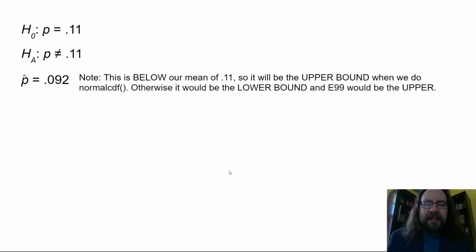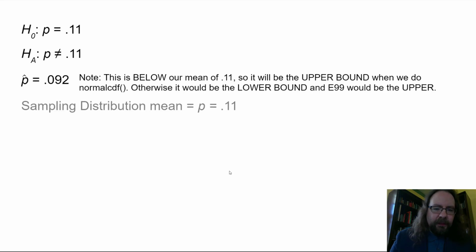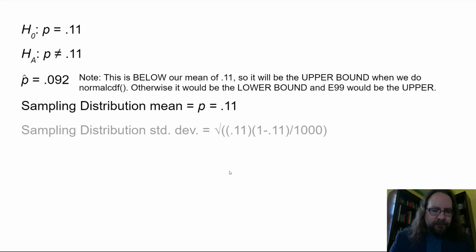Now, one thing we need to note is that 0.092 is below our sampling distribution mean of 0.11. So it will end up being the upper bound when we do normal CDF, because that first tail is going to be the tail below the mean, not above the mean. So that's important to note. If p-hat were greater than the mean, it would end up being the lower bound, and E99 would be the upper bound, positive infinity. So our sampling distribution mean, just like before, is the null hypothesis value of 0.11. Our standard deviation is going to be found the way we have been finding it.